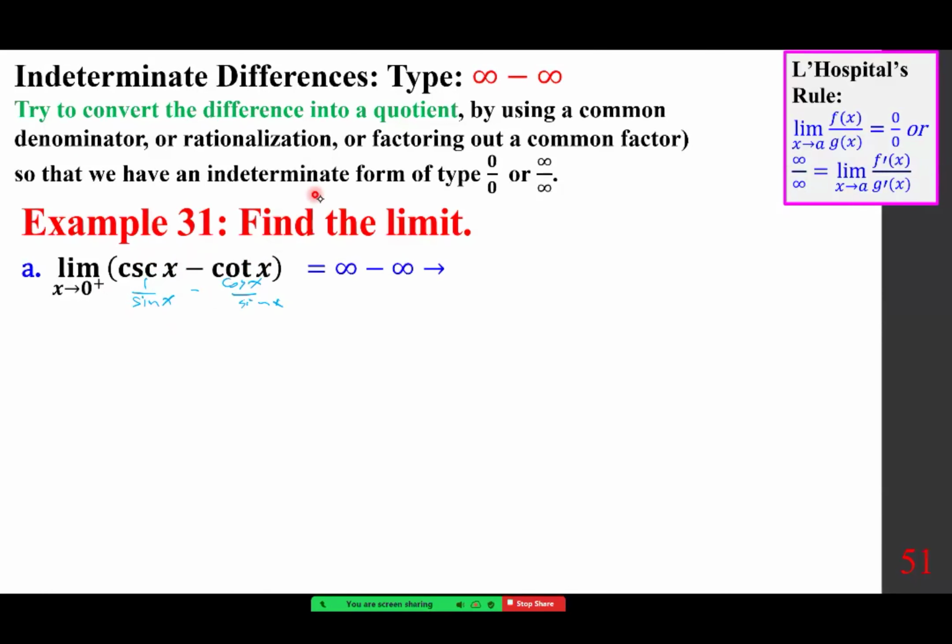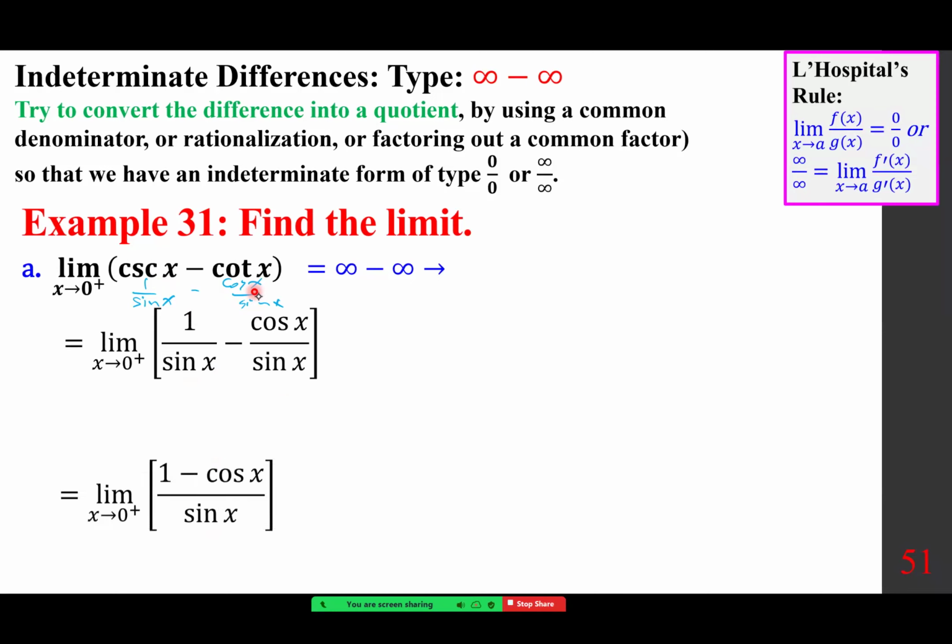You may know that cotangent of 0, if you remember the graph of a cotangent, one of the vertical asymptotes is the y-axis, or x equal to 0. I hope you remember the graph. So it's infinity minus infinity. The technique is to write this as those. Now there's a common denominator of sine x, so we get 1 minus cosine over sine x.